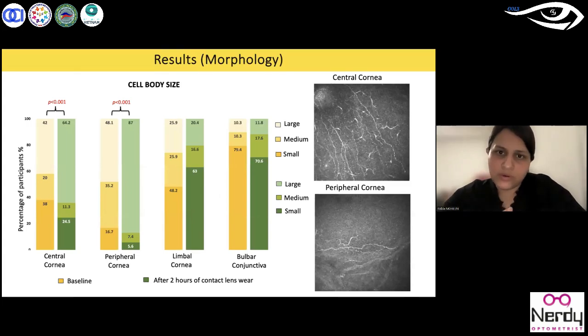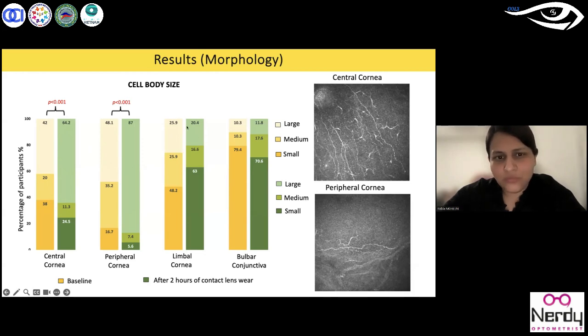Now, as we were also interested in morphology and cell body size, again, the yellow bar chart here is showing the baseline, and the green bars are showing after 2 hours. The different shades show the different grades of cell body size, and the darker shades are for the small cell bodies. What we observed at the central cornea is that the cells were getting bigger. As you can see, the shade of green and yellow is increasing, and we see that the cells were getting bigger at the central cornea. And similar results were observed at the peripheral cornea.